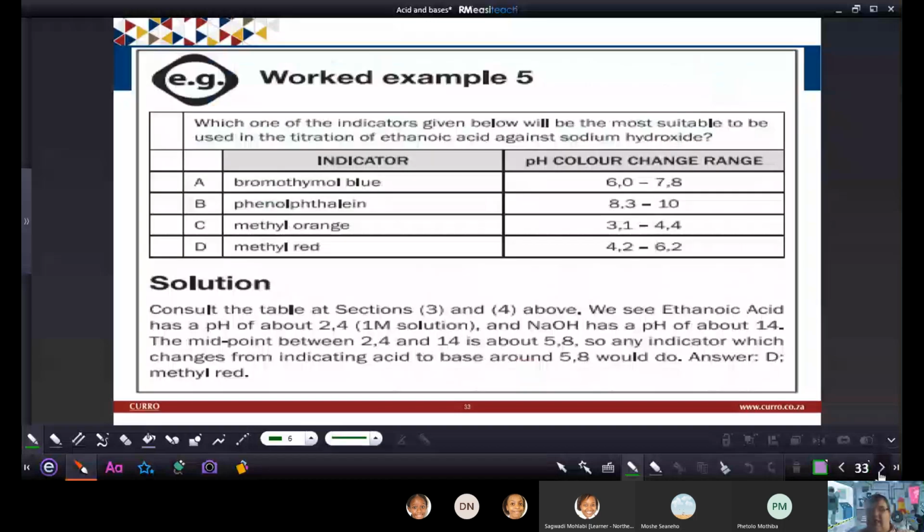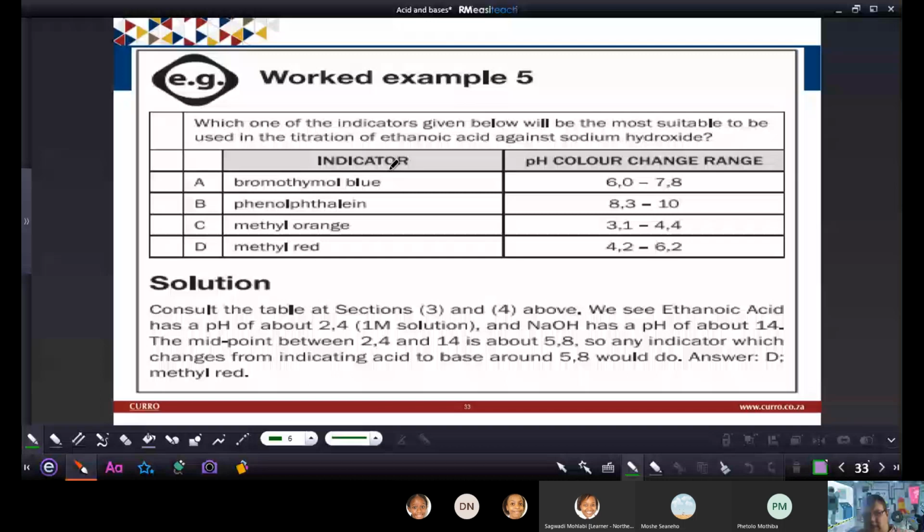Which one of the indicators below is the most suitable to be used in a titration of ethanoic acid against sodium hydroxide? Very important, ethanoic acid is a weak acid. Sodium hydroxide is a strong base. Okay, so it will form a basic reaction. So definitely bromophenol blue is out, methyl orange is out, methyl red is out. So the only answer that we will get is sodium hydroxide.